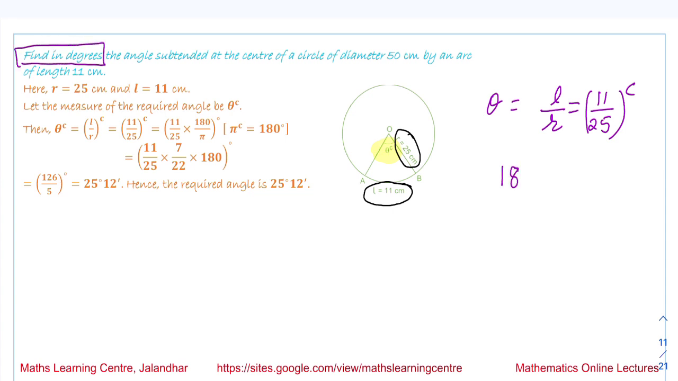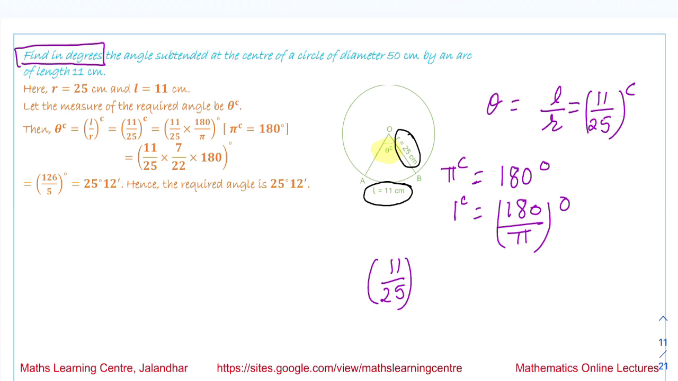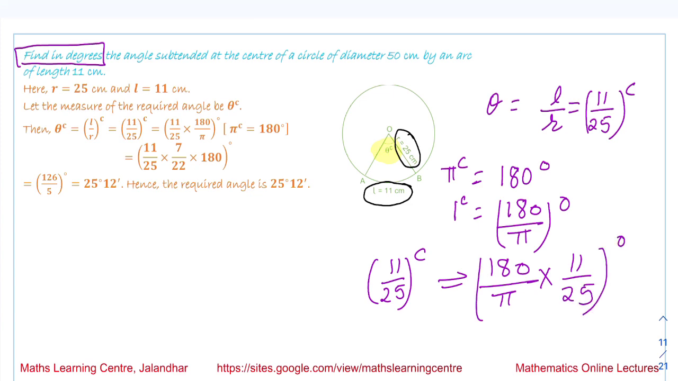We know that 1 pi radian is equal to 180 degrees. So 1 radian is equal to 180 over pi degrees. So 11 by 25 radians is equal to 180 by pi into 11 by 25 degrees. When we solve this value, the answer we obtain is 126 by 5 degrees, and this comes out to be 25 degrees and 12 minutes.